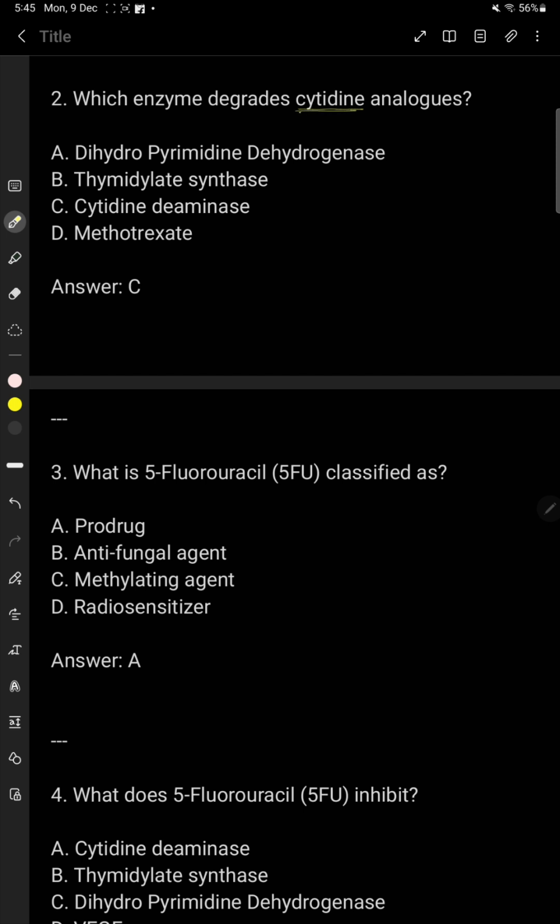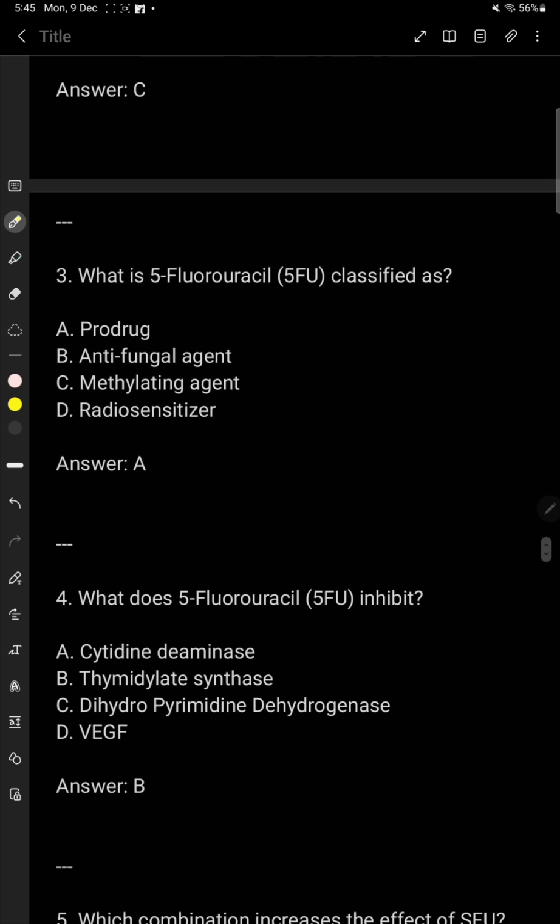Which enzyme degrades cytidine analogues? Cytidine analogues are also a type of pyrimidine analog, and they are degraded by cytidine deaminase. An example is azacitidine, which is degraded by cytidine deaminase.